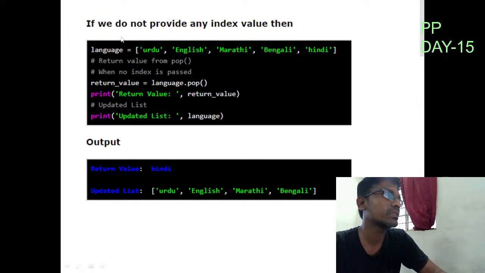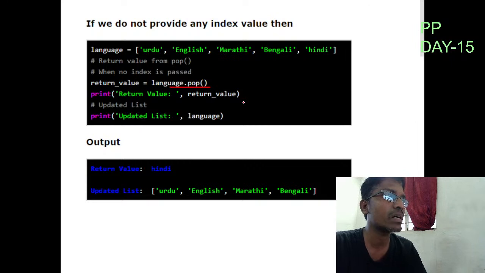So now this time, if you don't provide any index value, then what happens? If you don't use the index position with the pop function, then what happens? We'll see here. language is equal to Urdu, English, Marathi, Bengali and Hindi, and language dot pop. So in this example, I'm not going to use any arguments. I'm not going to pass any index value. If you don't pass any index value as an argument to the pop function, then by default the last element will be deleted from the list.